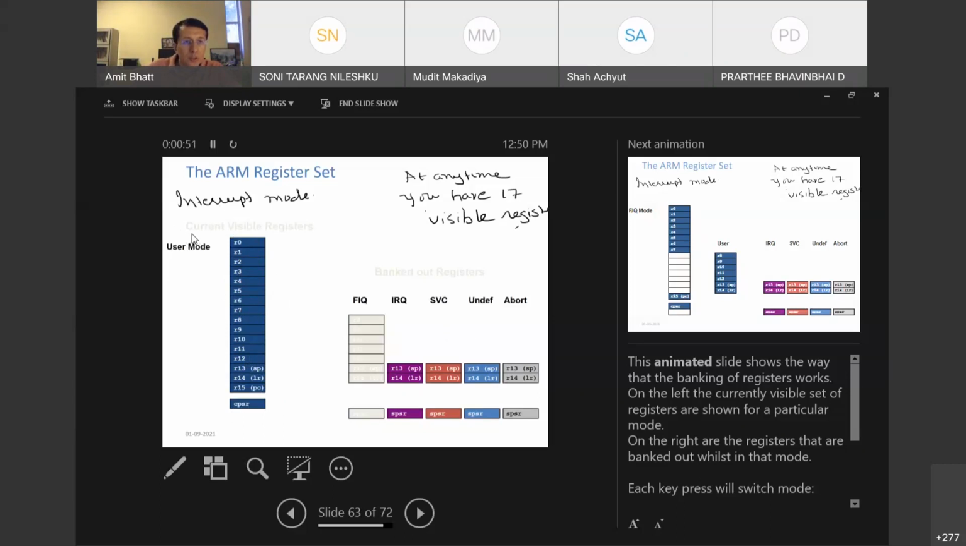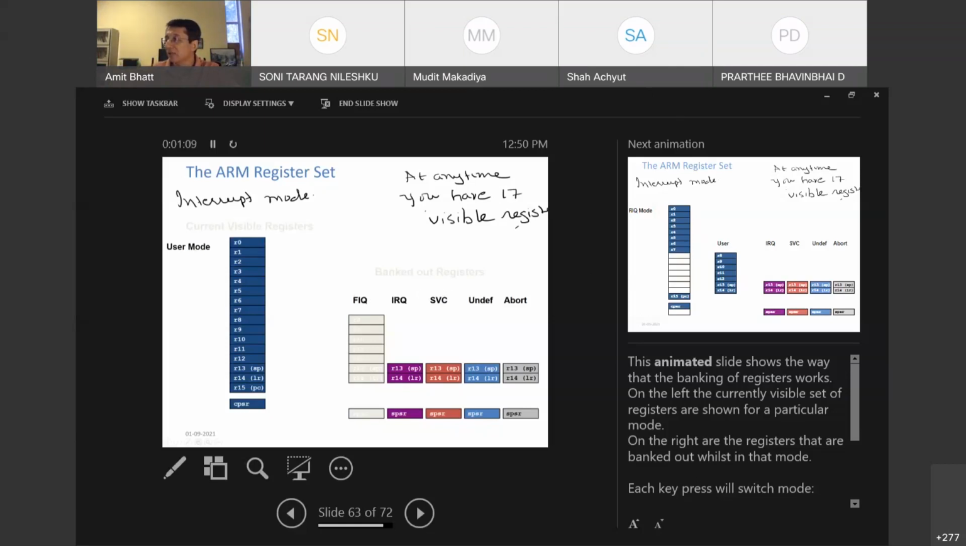Now, you are in user mode, and you are executing some of your program. Now, these are the interrupts. FIQ means fast interrupt.